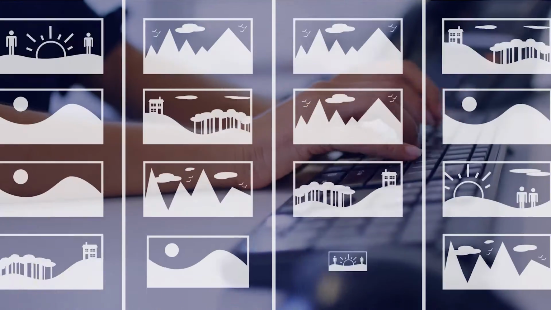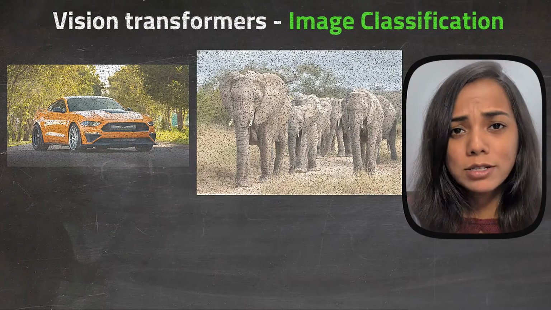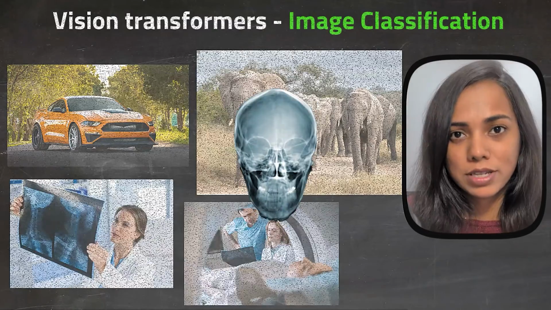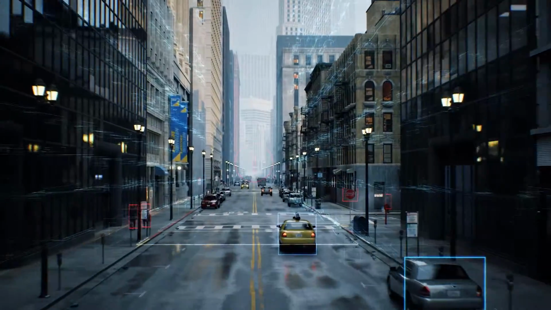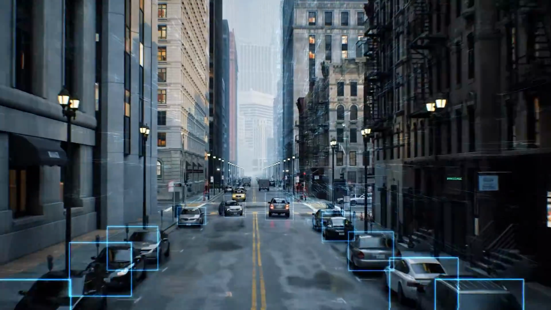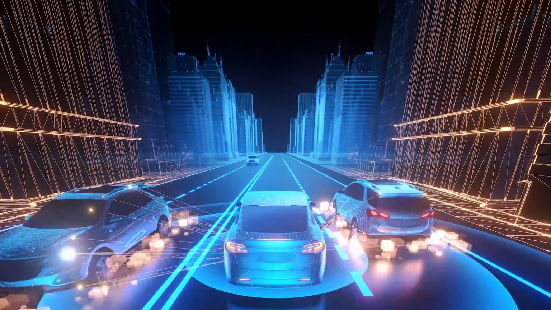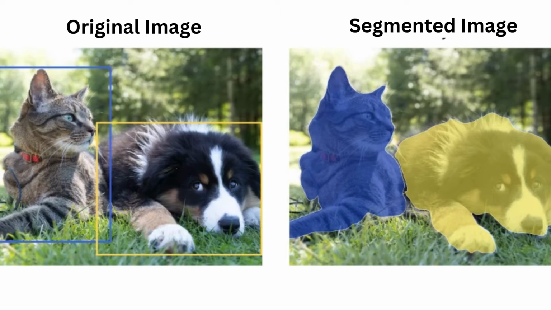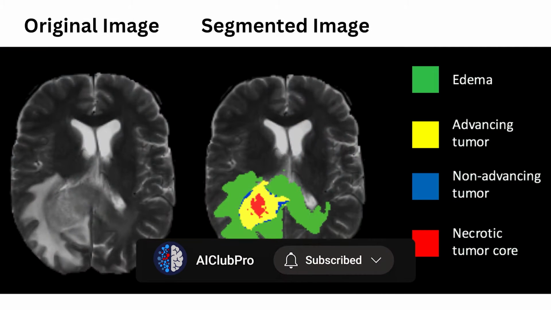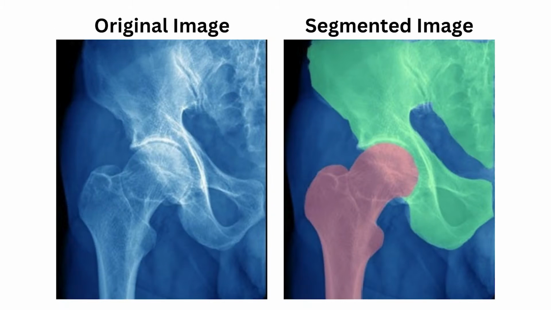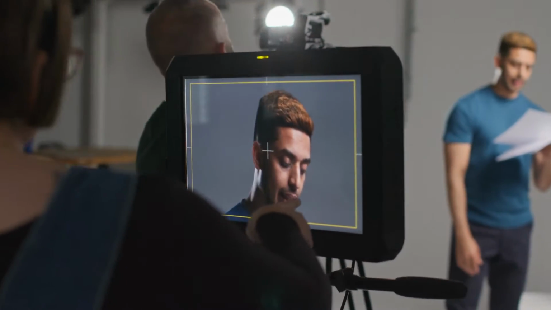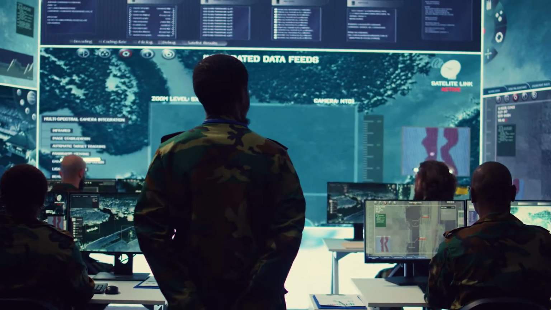Vision transformers are excellent at image classification. They can recognize objects like vehicles, animals, or specific medical conditions from X-rays or MRI scans. They're also great for object detection, where they can pinpoint exactly where different items like pedestrians or street signs appear in the image, which is crucial for things like self-driving cars. Additionally, vision transformers excel in image segmentation, where they precisely outline specific areas within medical scans such as tumors or damaged tissues, significantly aiding diagnostic accuracy. Beyond these tasks, they are increasingly being used for video analysis, facial recognition, and even interpreting satellite imagery for environmental monitoring.